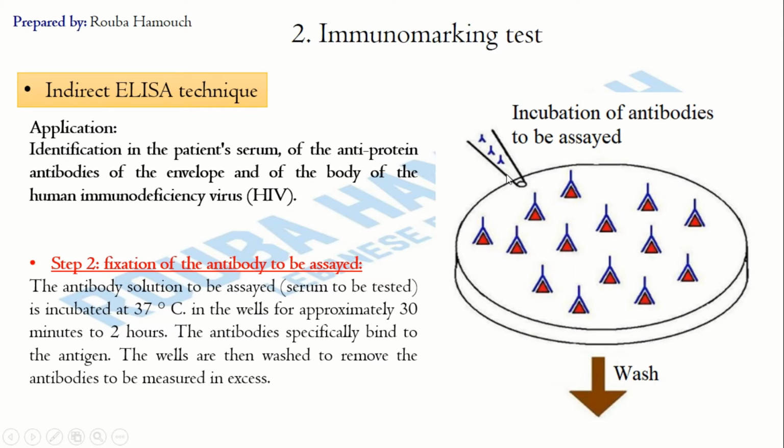If the serum of the patient contains anti-HIV antibodies, in blue here, these antibodies will bind to the coated antigens, and after wash, the non-specific antibodies found in the serum will be eliminated, but the antibodies specific for the HIV antigens remain bound to the antigens. They will not be eliminated after wash. Only the non-specific antibodies found in the serum will be eliminated since they don't bind to the HIV antigens.